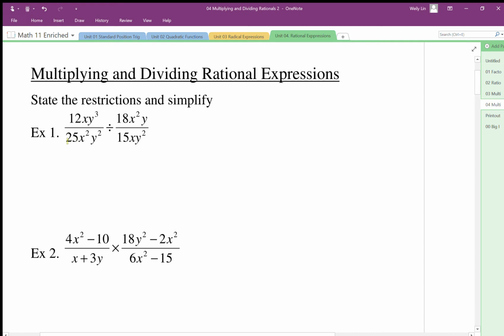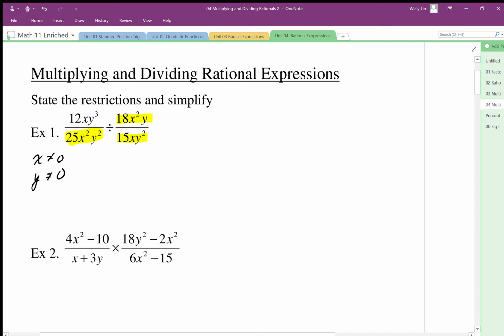So here we have divide. Here it says divide by 18x squared y, so we're dividing by that, and then we're also dividing by 15xy squared. So those three parts need to be considered for restrictions. That's the first thing we're going to do, state our restrictions. Based on our restrictions, x cannot equal 0, here, here, and here, and y cannot equal 0, and that's for here, here, and here as well.